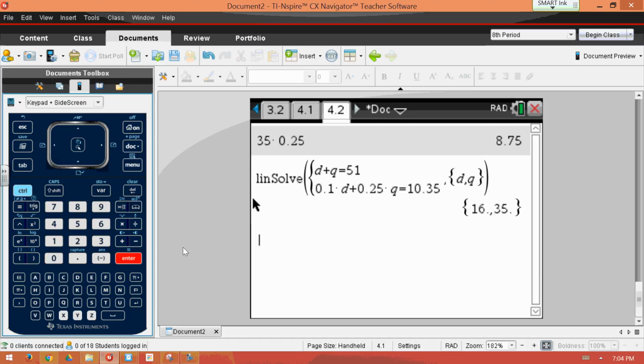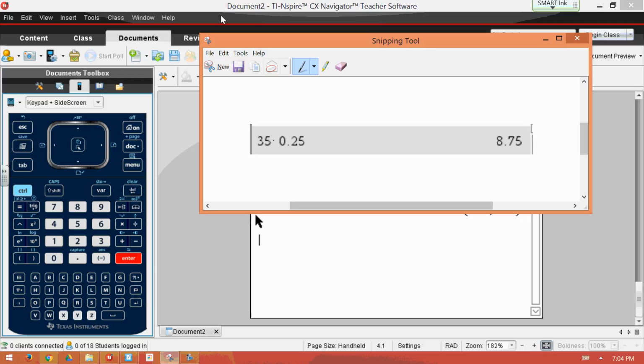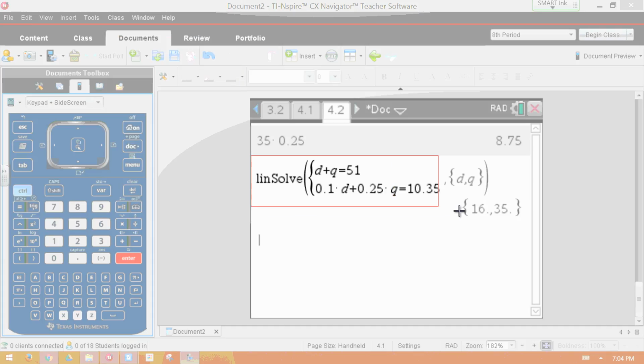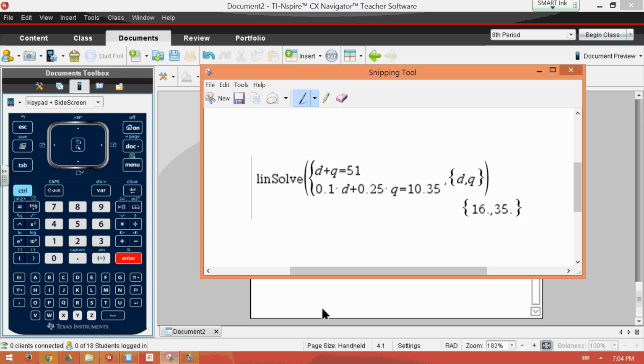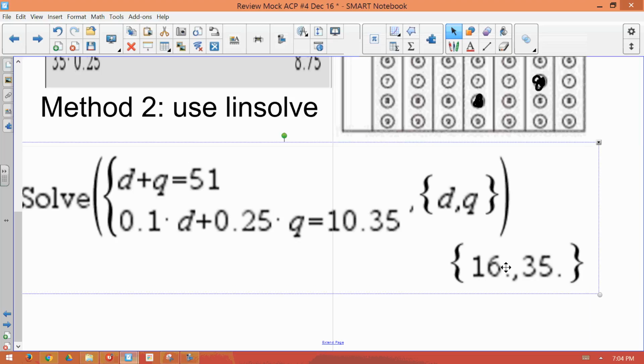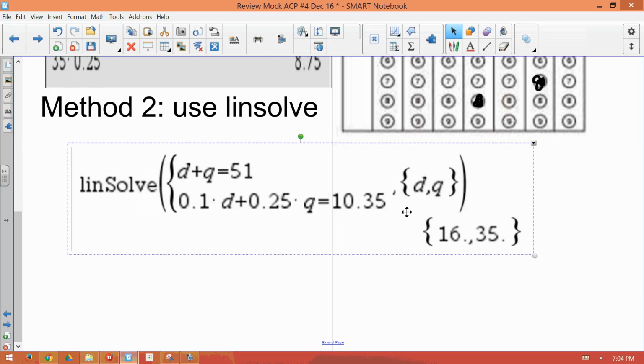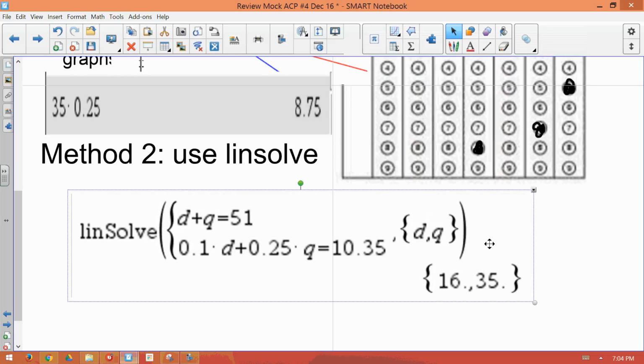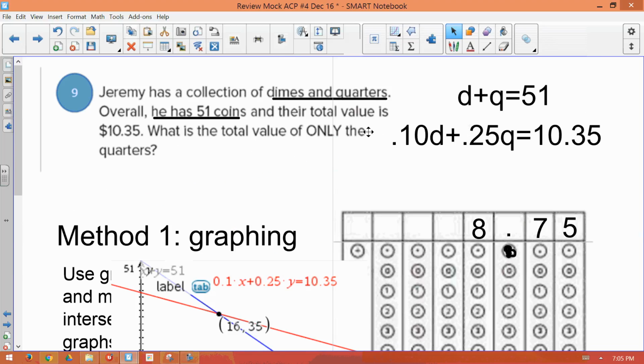If I press enter, you see I get exactly the same result. But I'm still going to capture it and put it into our sheet here. And I could extend this page a little bit. So that's another way we can solve it. And then again, we know 35 quarters is equal to $8.75. So those are your ways to solve that problem.